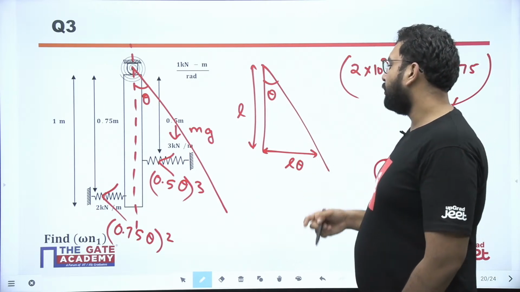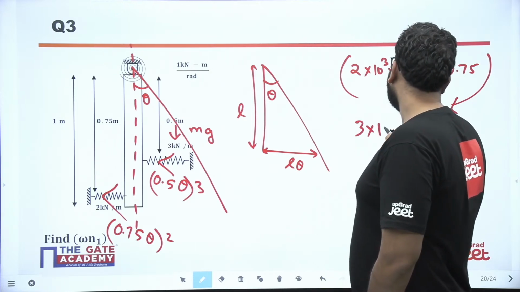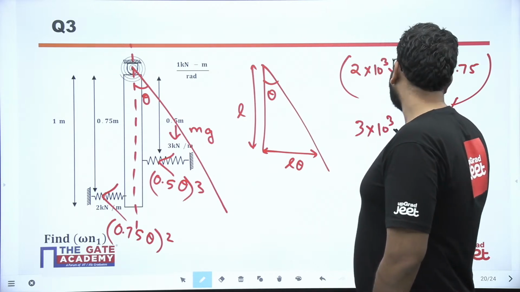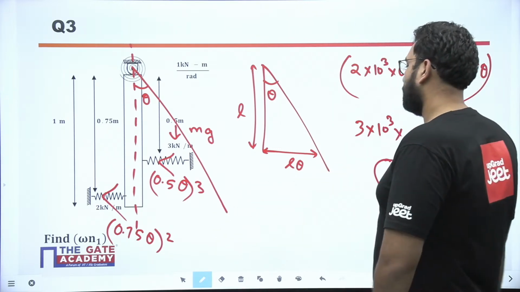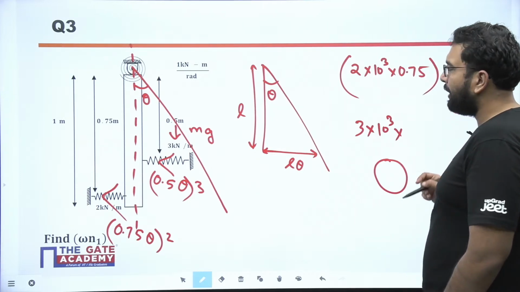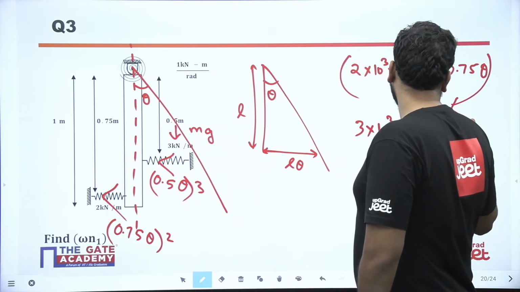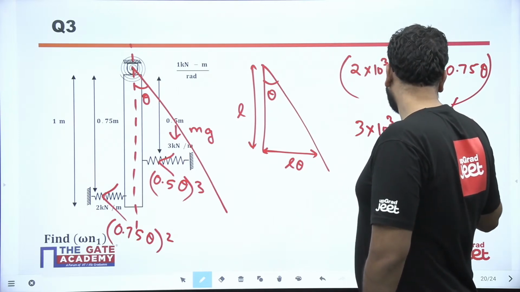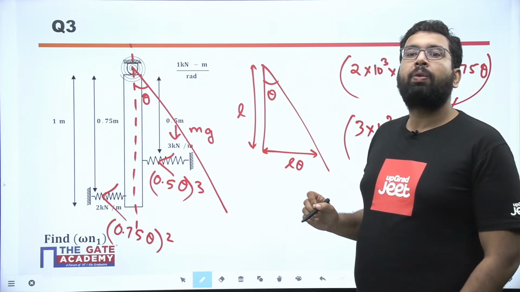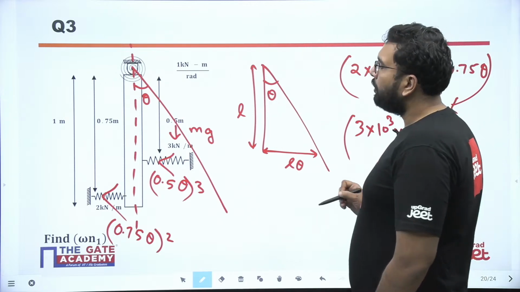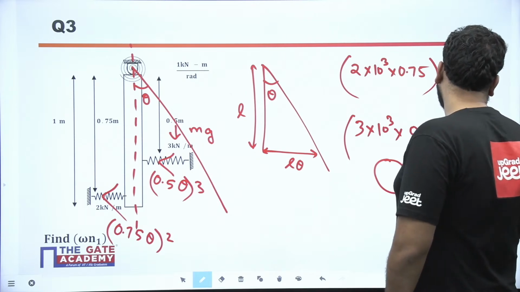Now, if you see this force, what is the force? It is 3 into 10 to the power 3. We have to multiply theta also. So it is 3 into 10 to the power 3 into 0.5 into theta. This is your force, and we have to multiply it with the perpendicular distance. What is the perpendicular distance here? It is 0.5, right?